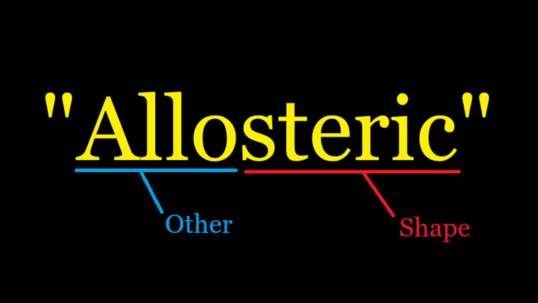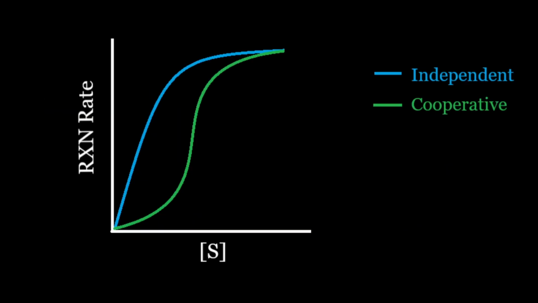The word allosteric comes from the Greek word allo, meaning other, and steric, meaning shape, so it literally means other shape. These enzymes have a binding site separate from the active site. When a regulator binds there, it changes the enzyme's shape and can alter its affinity for substrate or its overall activity. In this graph, the x-axis is substrate concentration and the y-axis is reaction rate.